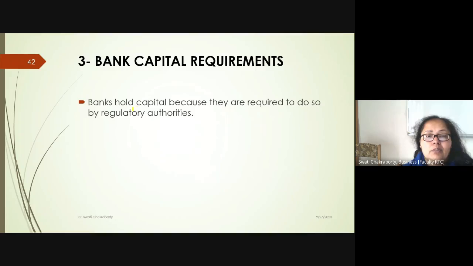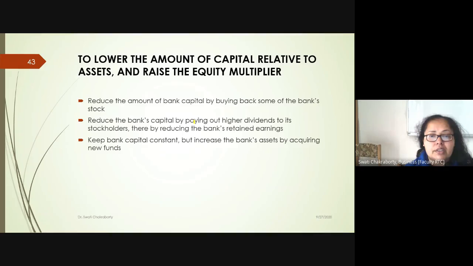Bank capital requirements. Banks hold capital. Why? Because they are required to do so as per the regulatory authorities. And to lower the amount of capital relative to assets and raise the equity multiplier, right? So reduce the amount of bank capital.